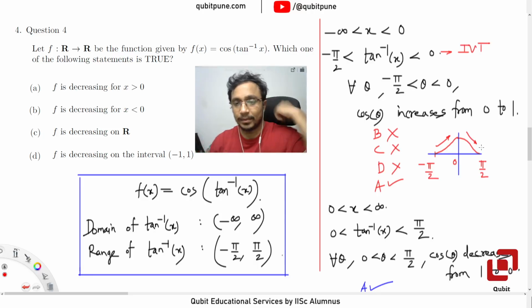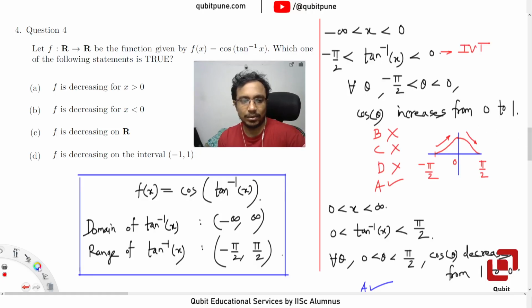Okay, so once you get to know that, then the problem is very simple. In fact, using this you can eliminate a lot of options. Then only A remains, or the one that said f is decreasing for x positive. Cool. तो ये किन लोगों को नहीं आया, let me know why you could not do this.